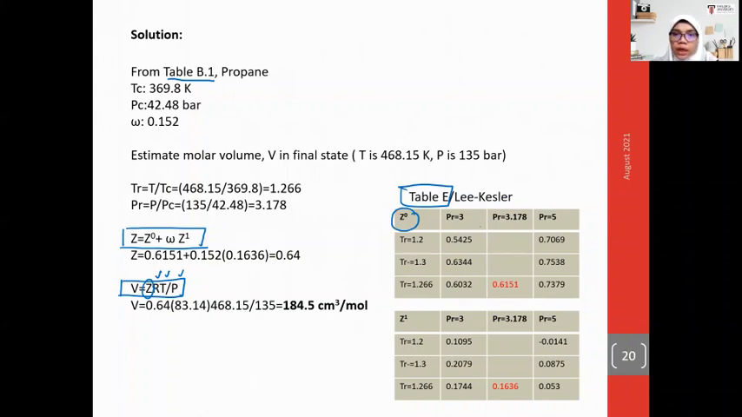The PR here is 3.178 and TR is 1.3. So you may use your calculation to perform your interpolation. And then we can get the value of Z naught, and the same goes for Z1. Insert these values of Z naught and Z1, and you can get the value of Z by considering the eccentric factor as well. Finally, we can get the value of the molar volume here after we define our Z.